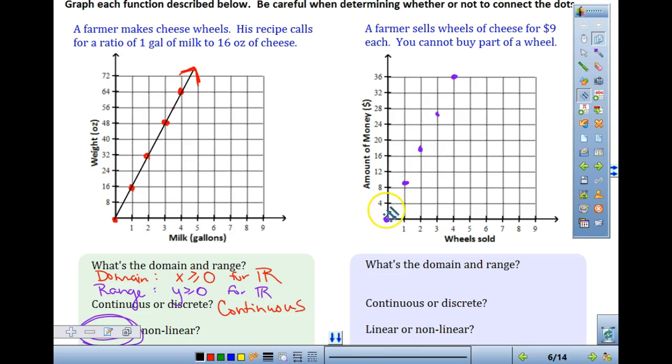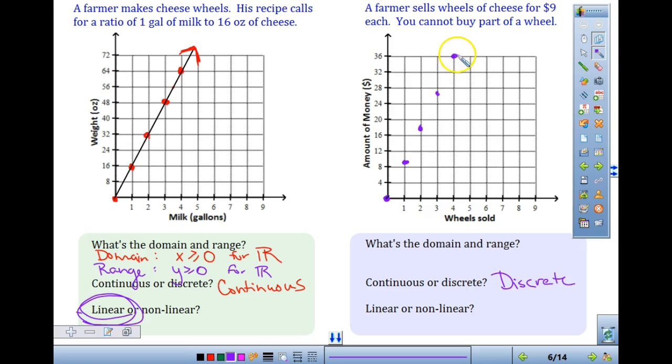And then I'm going to connect it with a line, right? No. Why not? Because you cannot buy part of a wheel. So this one is definitely discrete, okay? Now, sometimes on this last dot on our graph, they might put an arrow with that, even though there's no line, just to show that it goes on and on. But I'd be okay either way, if you leave it with just the dot or if you have an arrow there. We want to identify what is our domain.